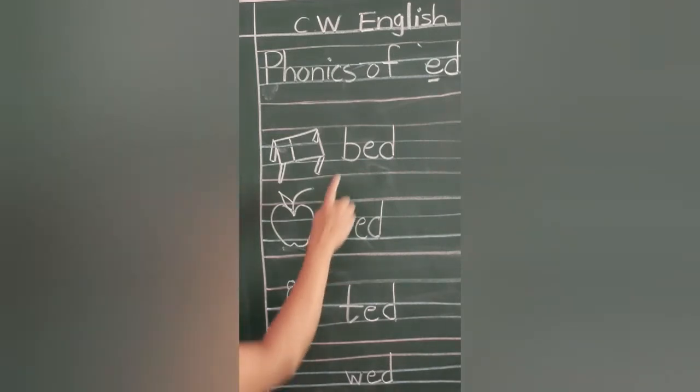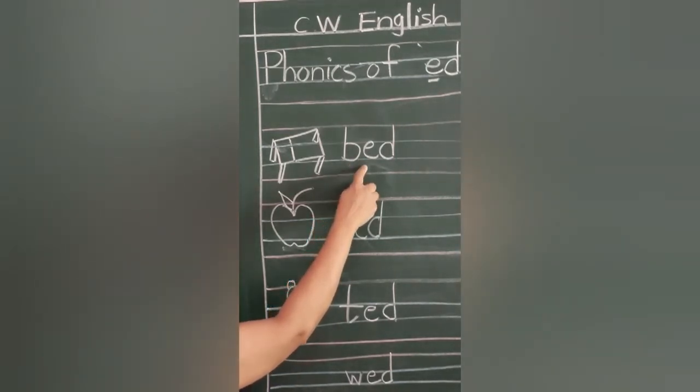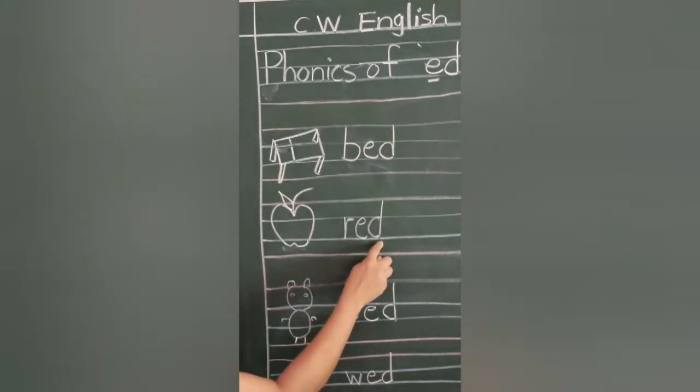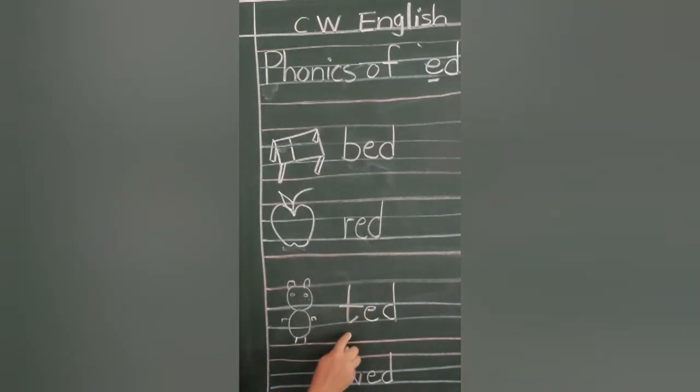One more time. B says B, ED, add. B add a bed. R says R, ED, add. R add a red. T says T, ED, add. T add a Ted. W says W, ED, add. W add a wed.